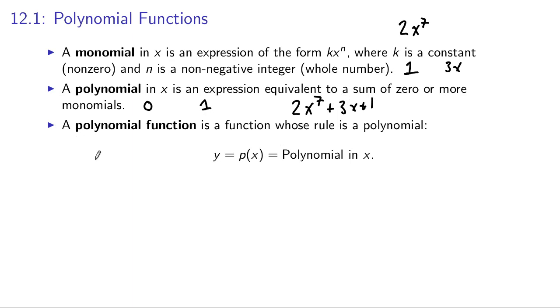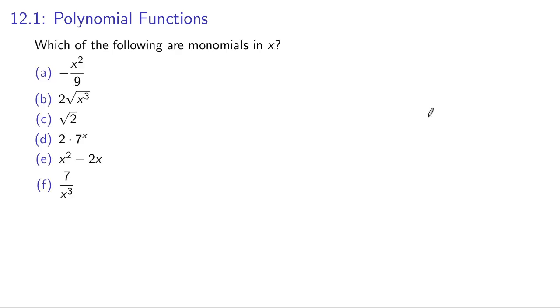A polynomial function is a function whose rule is a polynomial. So if the rule of a function is not a polynomial, it is not a polynomial function. It's only a polynomial function if its rule is a polynomial. So that's what polynomials are. Let's do some practice. Which of the following expressions are monomials in x?